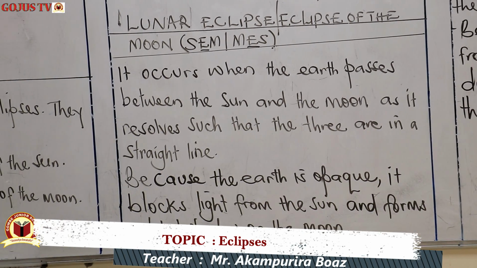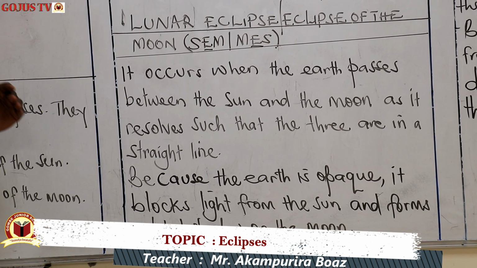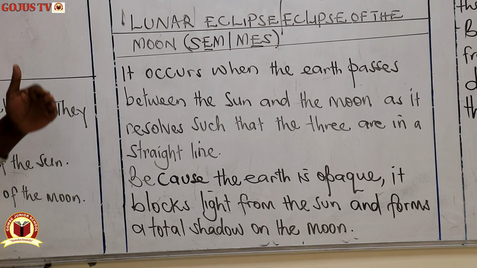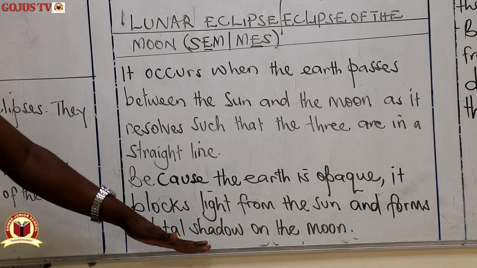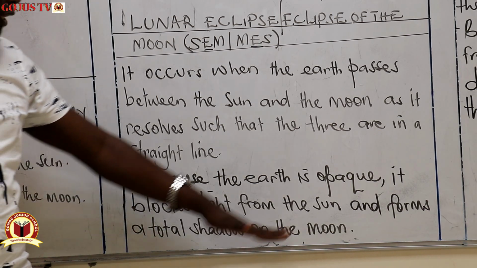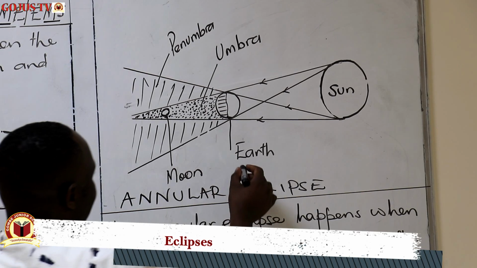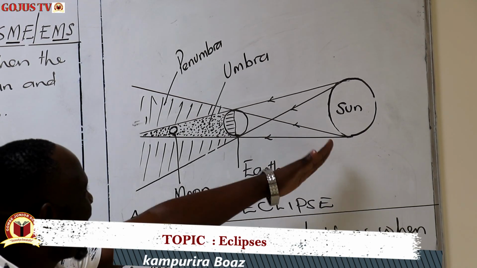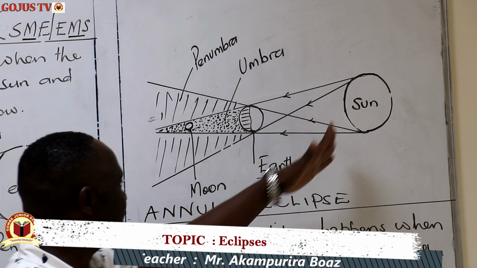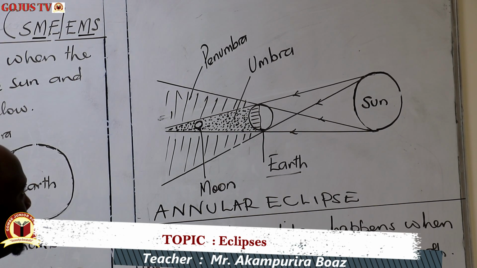We are adding a statement saying that because the earth is opaque, you remember opaque objects? Objects which do not allow light to pass through them. So the effect they have, we said, they block light and form a shadow. So we are saying because the earth is opaque, it blocks light from the sun and forms a total shadow. Total shadow here we are talking about umbra on the moon. So the illustration is here. As you can see, the earth is in the middle, or it is between the moon and the sun, or the sun and the moon. MES, same. So the moon here receives a total shadow which is umbra.